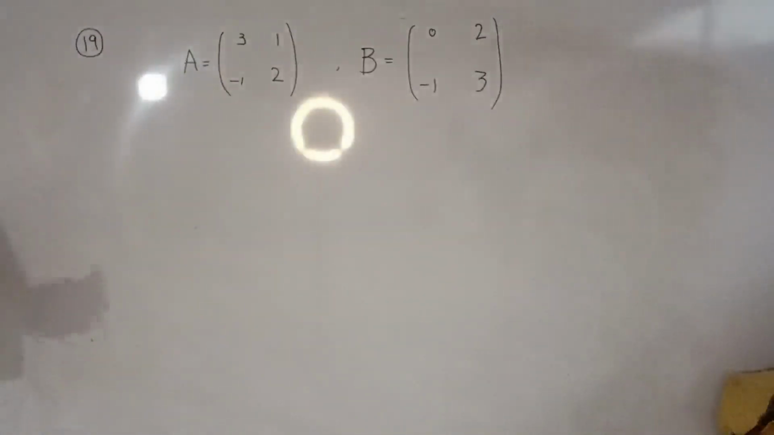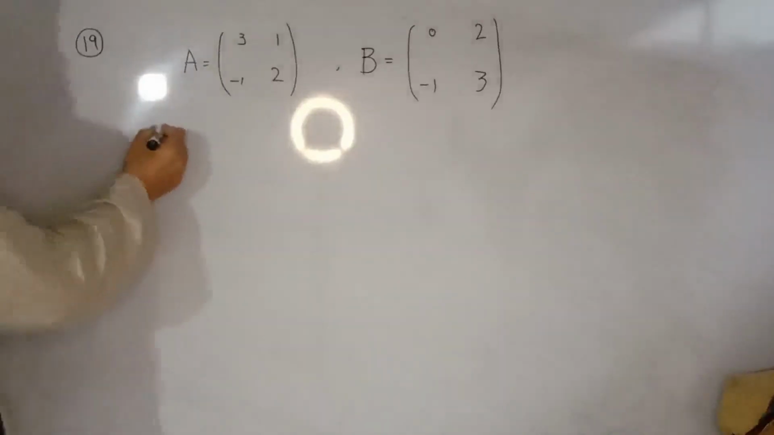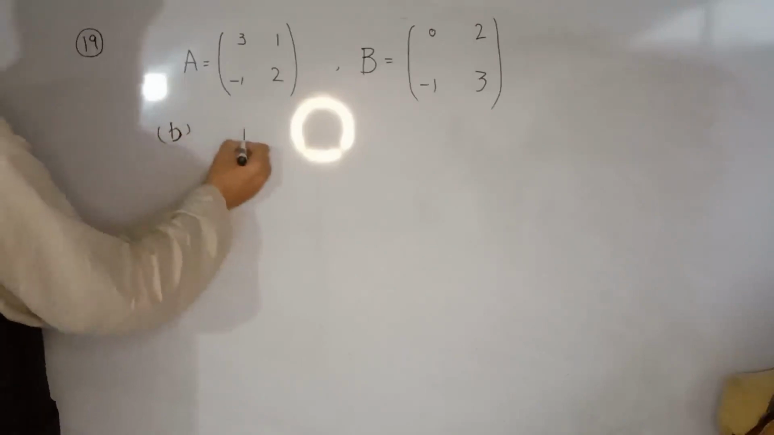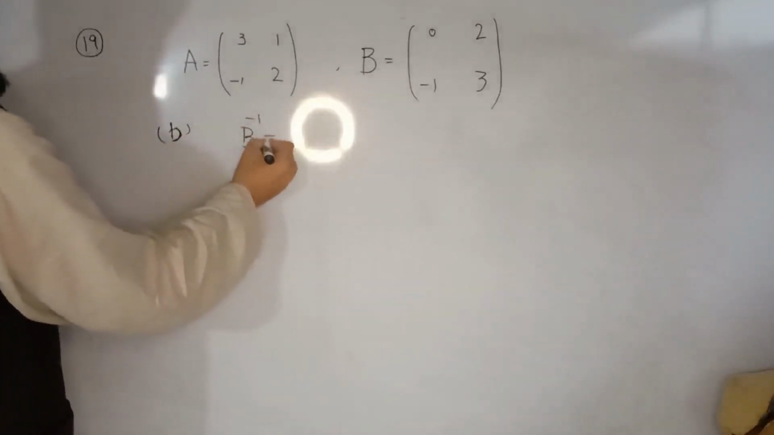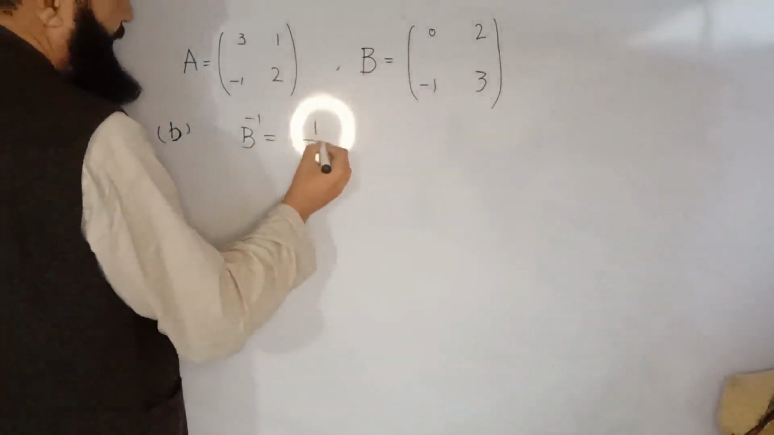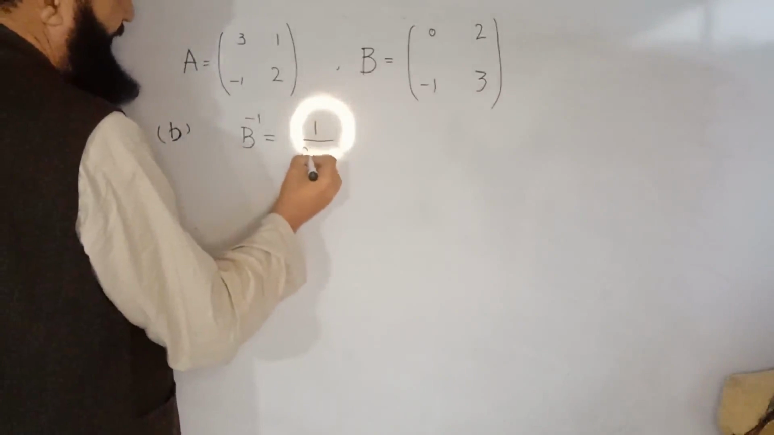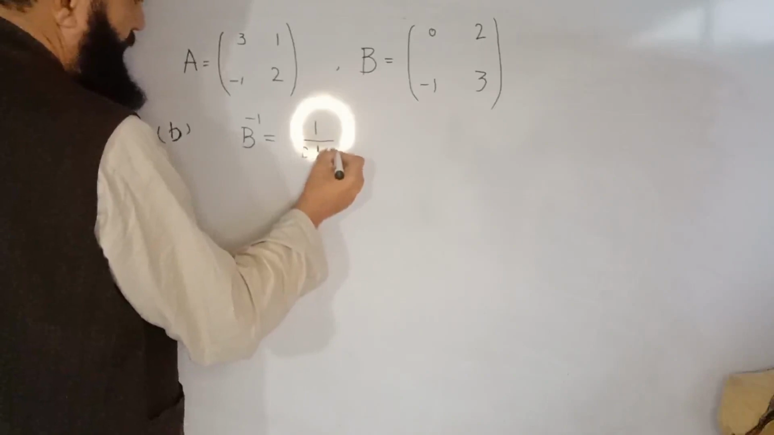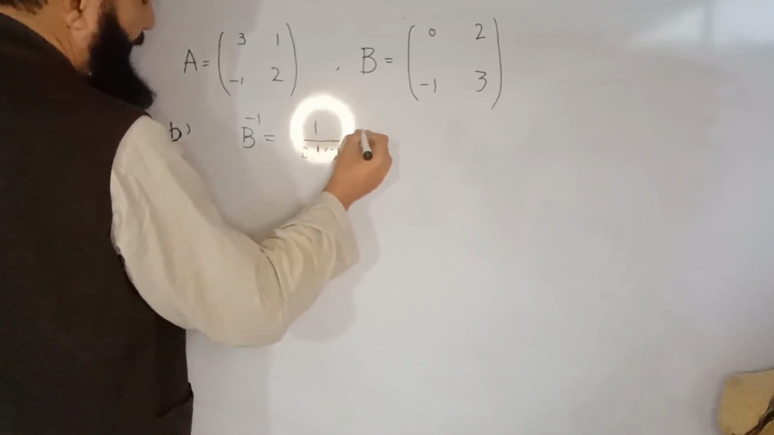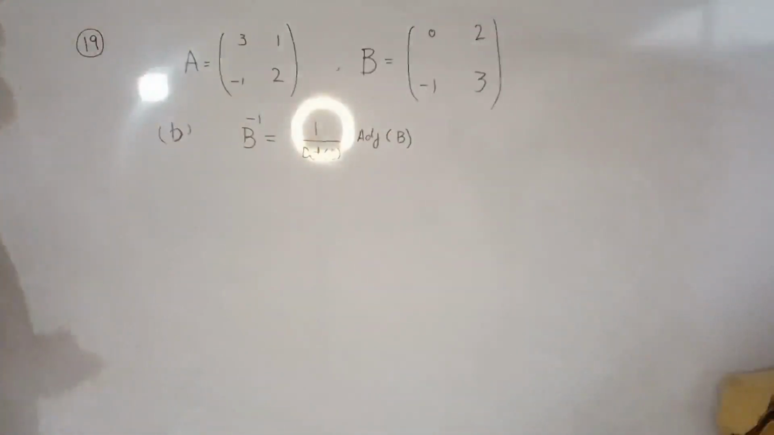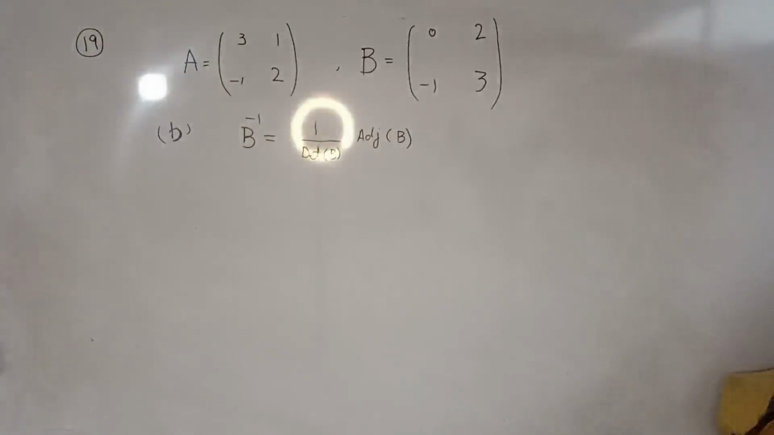How to find B inverse? B part is find B inverse. Inverse of a matrix is 1 over determinant of that matrix into adjoint of that matrix. This is the formula for inverse. We know that formula. Now, what is determinant of B?